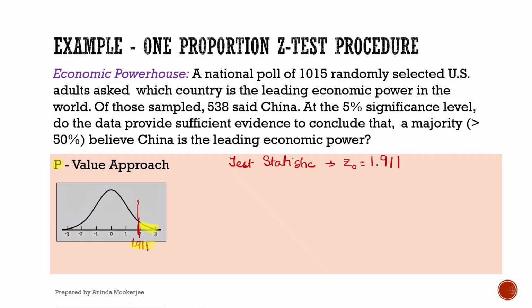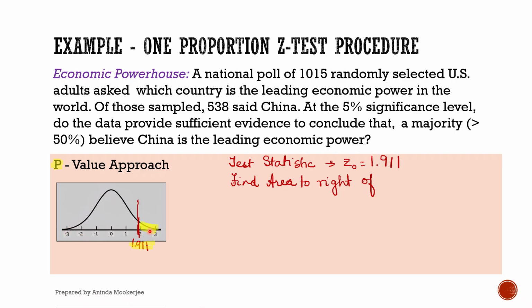So we are looking to find the area to the right. Now because it's a right tail test, we will find the area to the right. If it were a left tail test, then of course your test statistic value would be located somewhere on the left, somewhere over here, and you would find the area to the left. That would be your probability value.